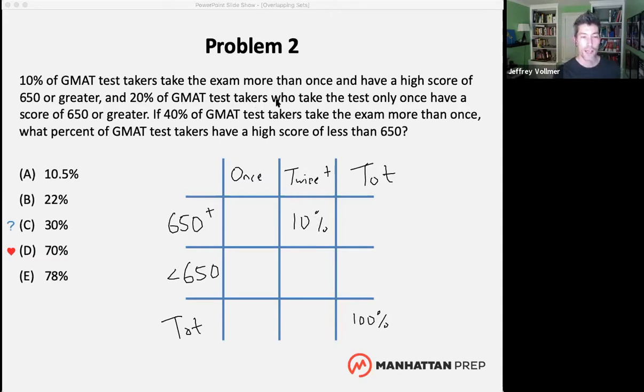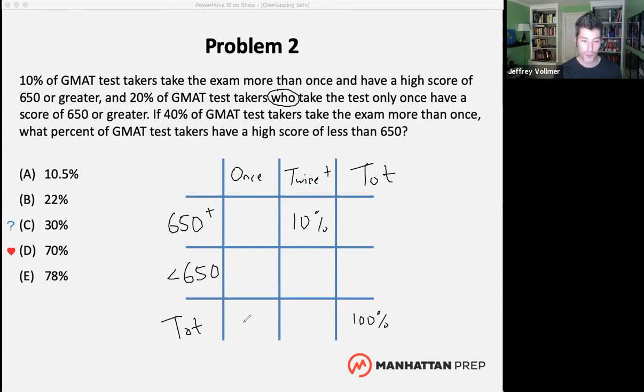20% of GMAT test takers who take the test only once. This little modifying word is really important. 20% of the test takers who take the test only once. Well, "only once" is this column. Here would be all the test takers who take the exam only once.